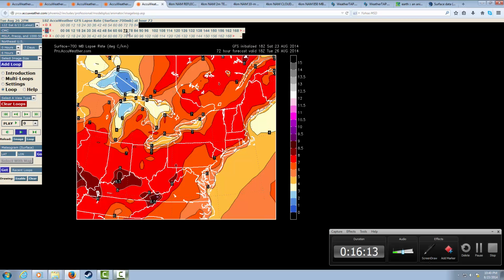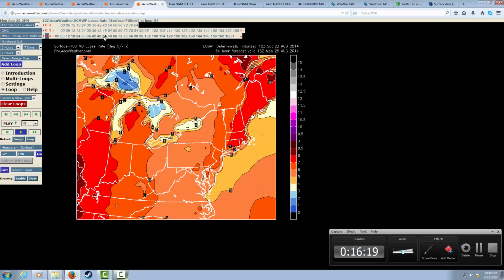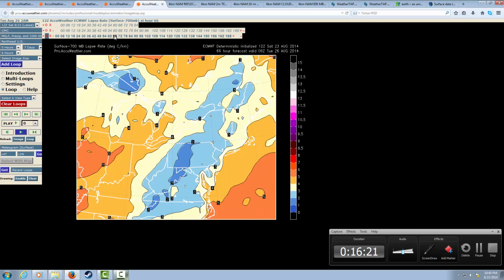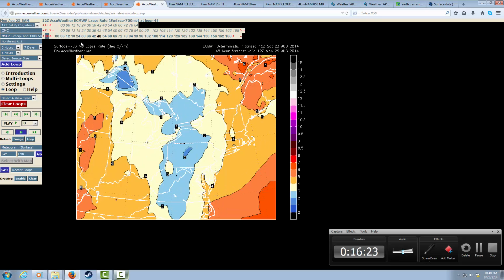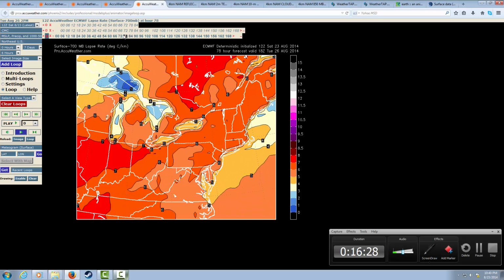7 degrees Celsius per kilometer. That's pretty close to the dry range. So, looking at 18Z Tuesday, the 12Z European is a little more stable, but still conditionally unstable.